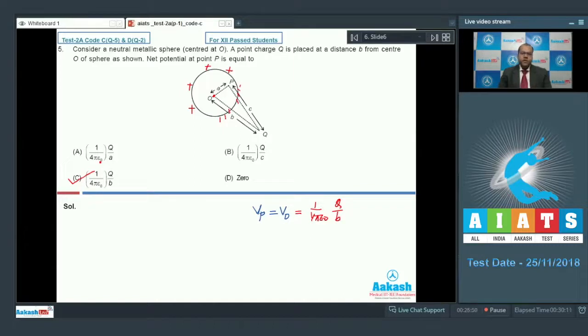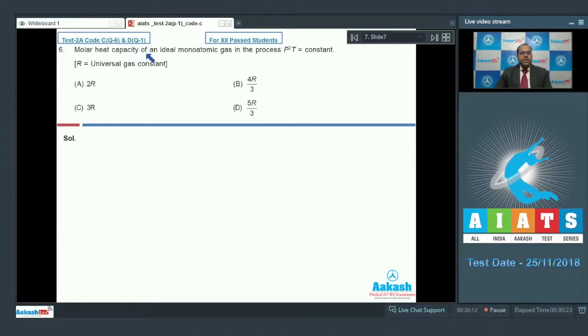Let's move to question number 6. In question number 6, find the molar heat capacity of an ideal monatomic gas in the process P squared times T equal to constant. It is given in the question that R is the universal gas constant. So it is a polytropic process. I am converting this process into the form PV raised to the power X is equal to constant. I can write P squared into T, and since it is an ideal gas, T can be replaced by PV times a constant. So it can be written as P times V to the power 1 by 3 equal to constant. From here we can compare and get the value of X, which comes out to be 1 by 3.